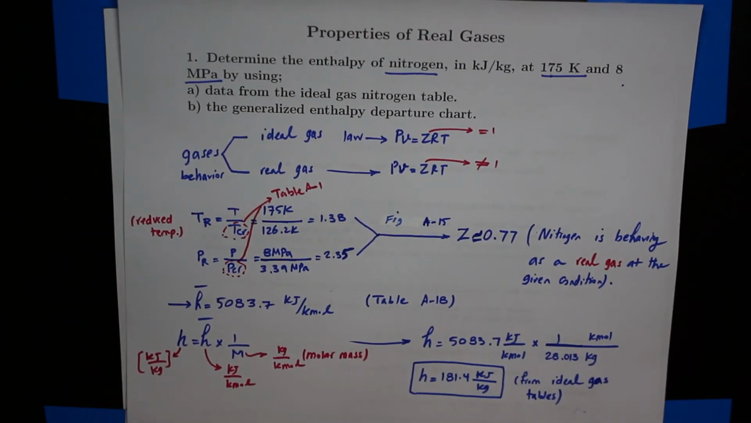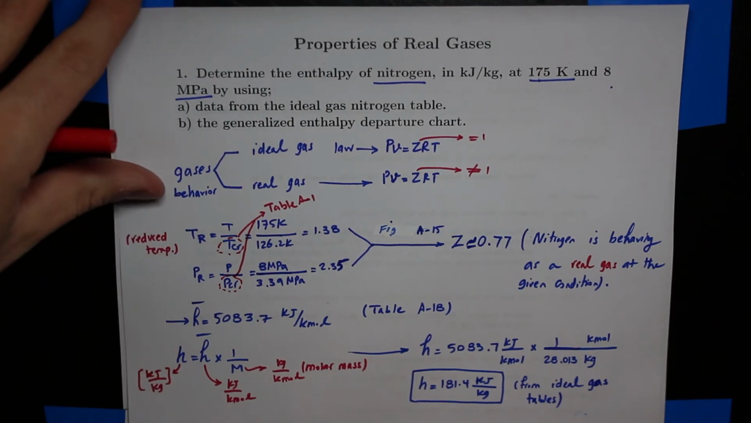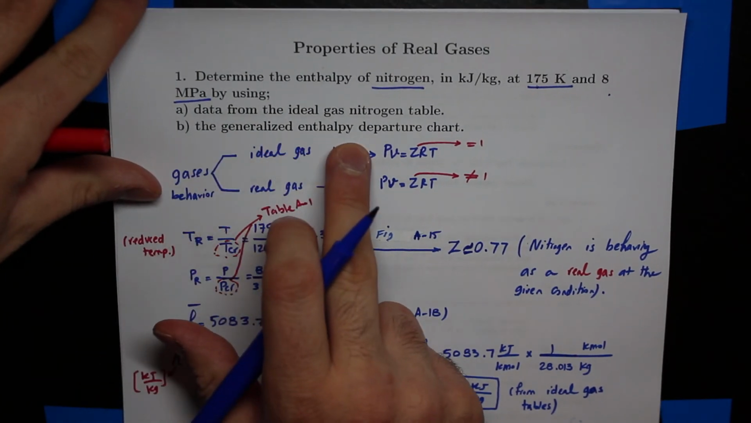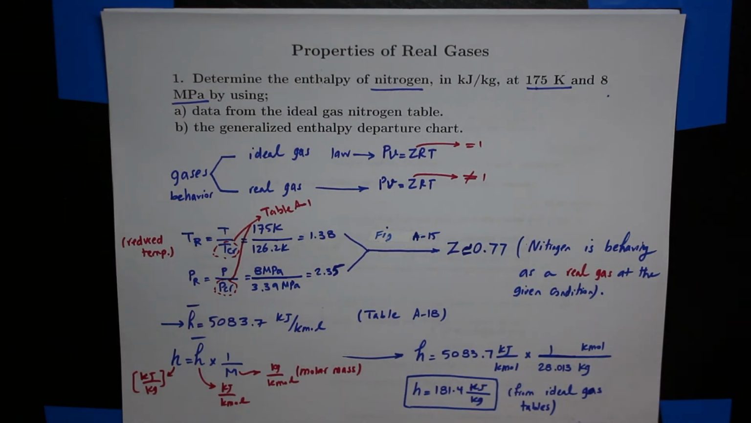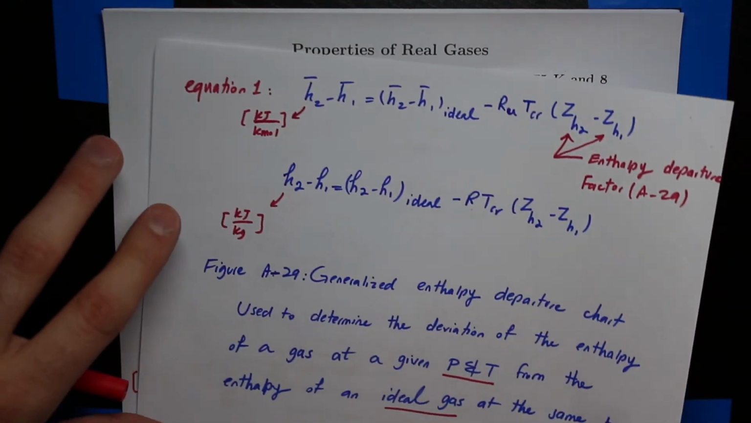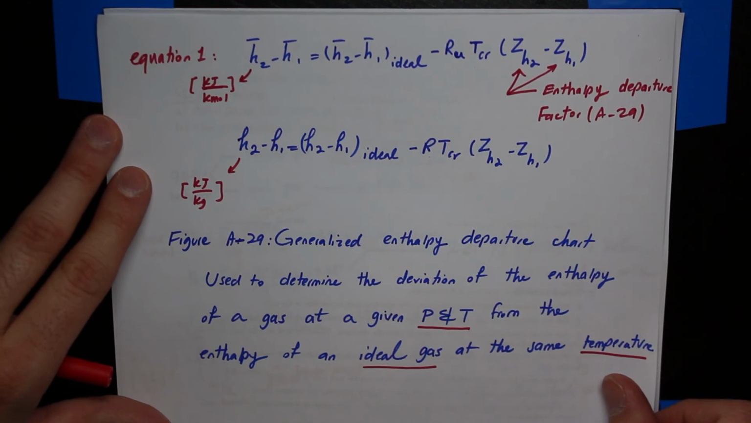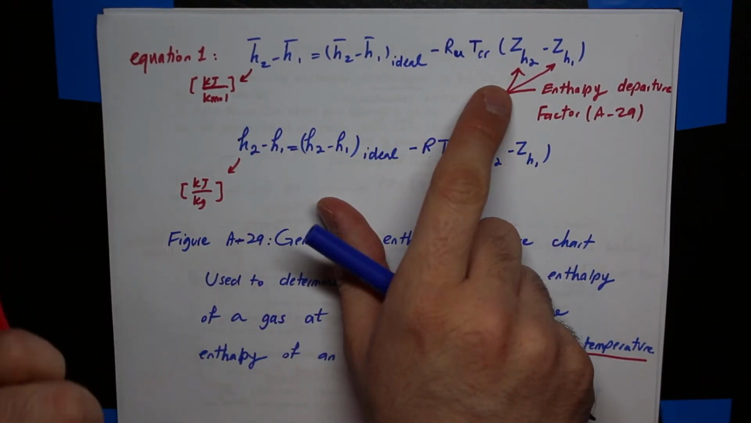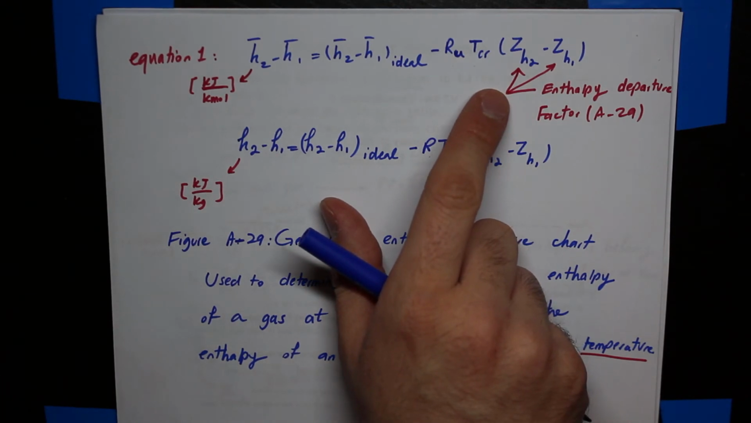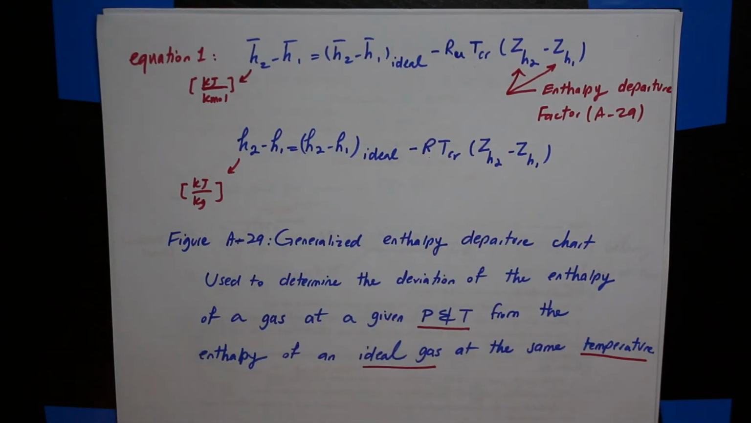Okay, now let's go to part B. In part B, the question is asking to use the generalized enthalpy departure chart. Now what we need to do, in fact, for part B is to go back to our previous discussion we had. So if you remember, this was one of the equations that we discussed in previous videos. The equation looks pretty scary, but in fact, it's not that complicated to use this correlation.